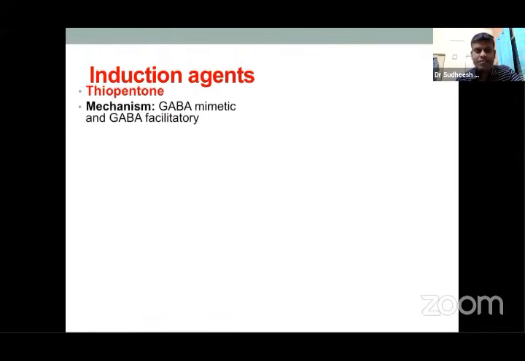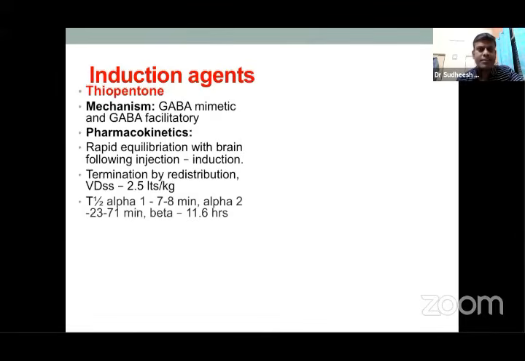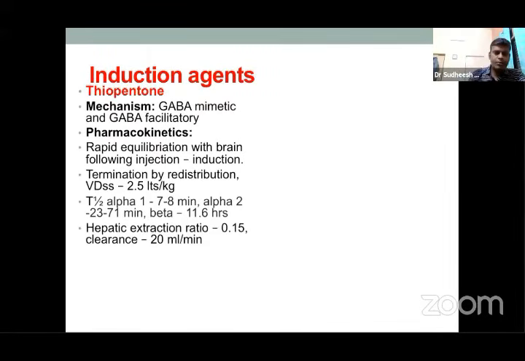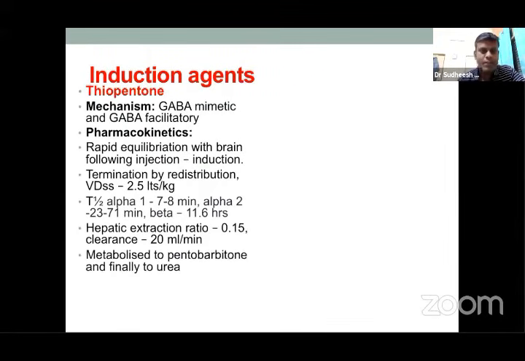So we had finished the physical properties, then mechanism of action, pharmacokinetics. I'll not go through it in great detail, but the only thing I need to highlight here is that there is a hepatic extraction ratio of 0.15. What does this mean? This means that the drug is metabolized very slowly. Thiopentone is metabolized very slowly. Therefore, if you see, the T half beta is 11.6 hours. That means beta T half is the elimination T half.